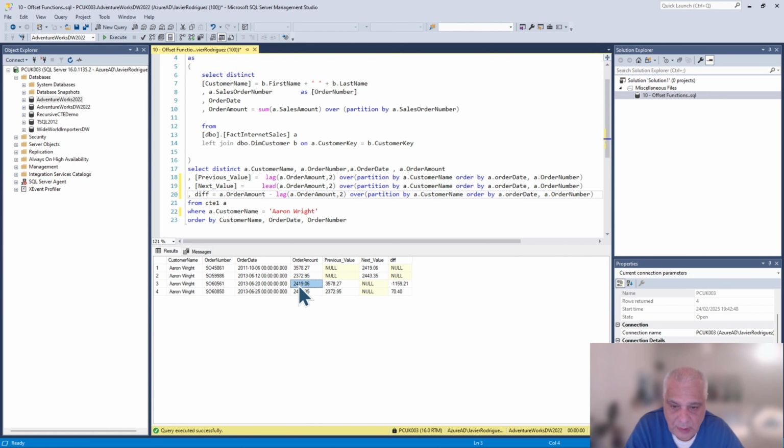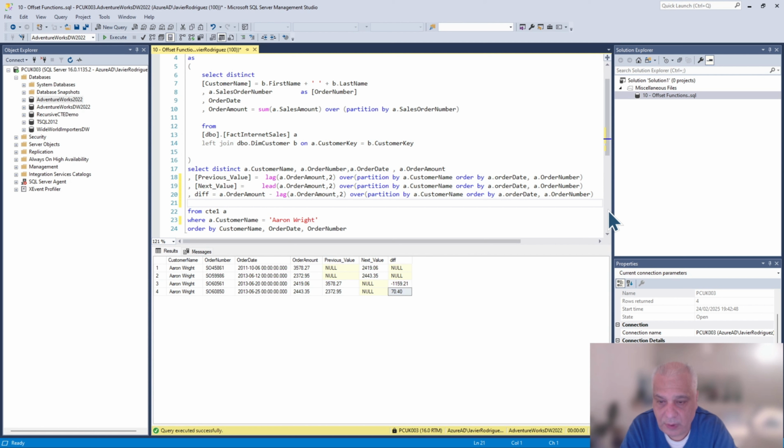However, 2,419 minus 3,578 is 1,159. So for calculating differences it's really nice.